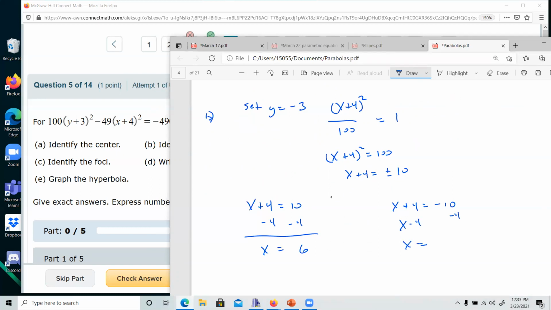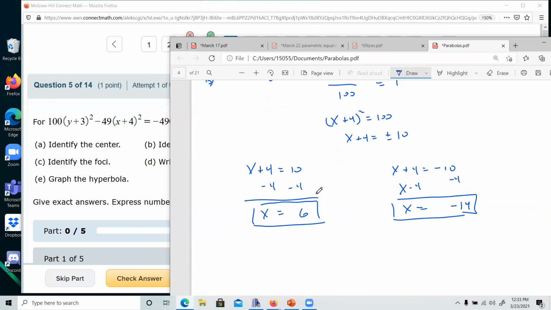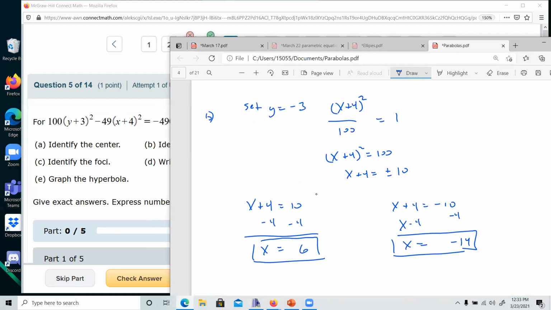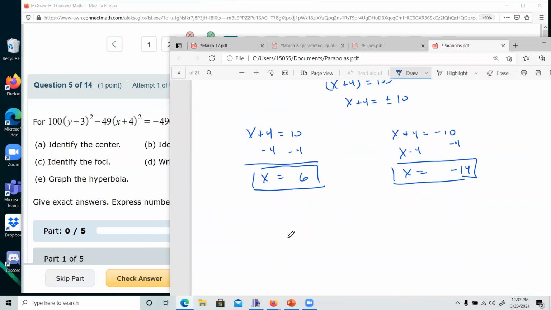So x equals 6, x equals -14. So you can see where it's a little bit offset. By the way, what was y when all this happened? Y was -3. So my vertices are at (6, -3) and (-14, -3).